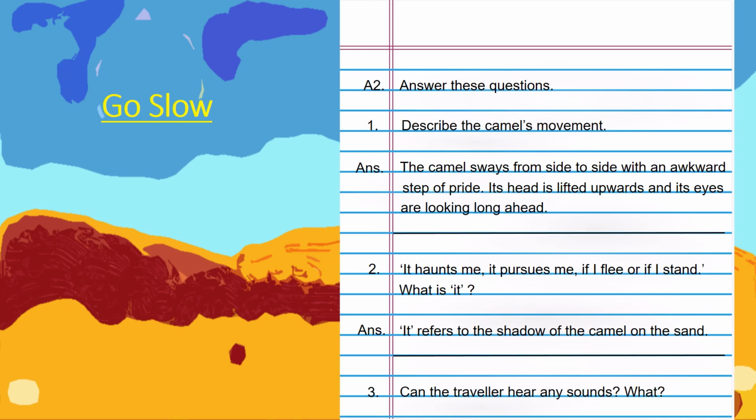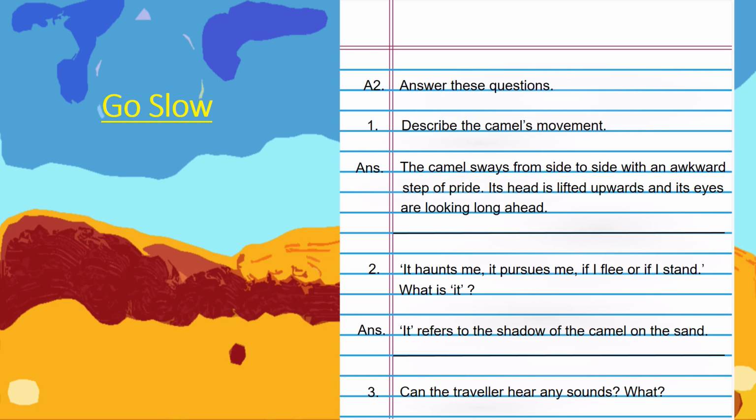Exercise A2. Answer these questions. Number 1. Describe the camel's movement. The camel sways from side to side with an awkward step of pride. Its head is lifted upwards and its eyes are looking long ahead. This is the movement of the camel.